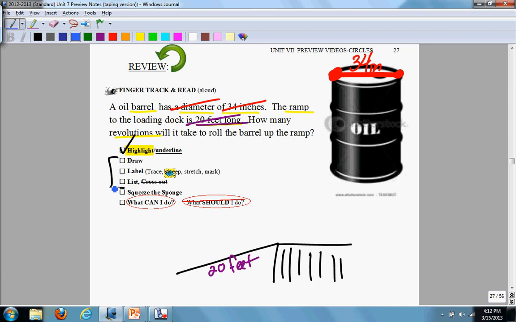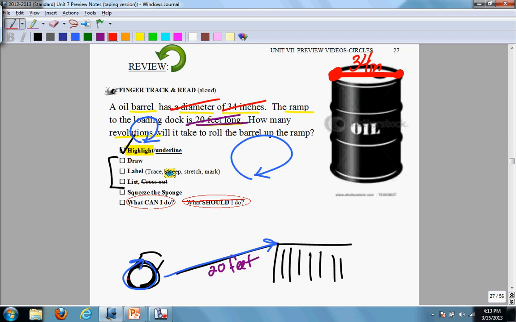How many revolutions? Revolutions is like this, trace. Revolutions is around. Will it take to roll that barrel up the ramp? So if you turn the barrel on the side here, imagine there's a barrel. Some of you do a better job at 3D than I do. So here's your barrel, and we want to roll it up the ramp. The question is, how many rolls does it take to get up the ramp?